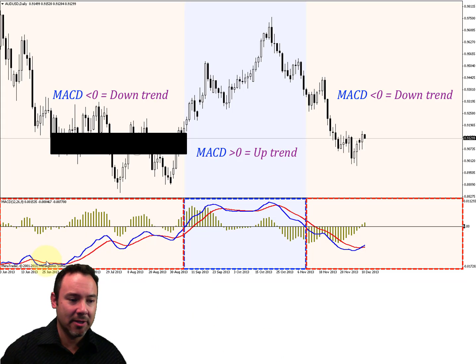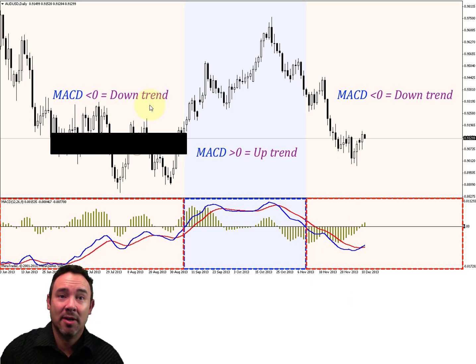So you can see here that when the MACD, that's this blue line, is beneath the zero line on the histogram, we're actually in a downtrend, right? So the MACD line, doesn't matter if it's going up or down, we're in a downtrend. When the MACD, the blue line, is above this middle line of the histogram, the zero line we call it, we're in an uptrend. And when it crosses down below again, we're in a downtrend. So very simple.